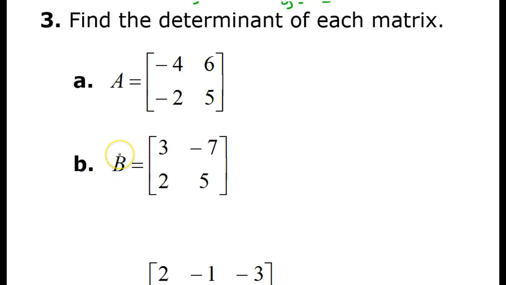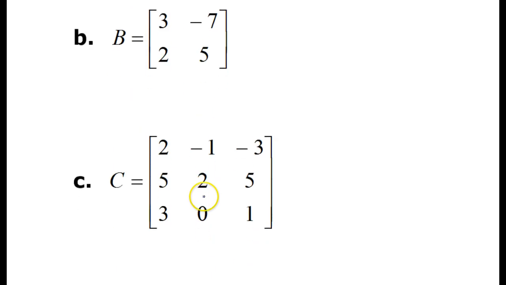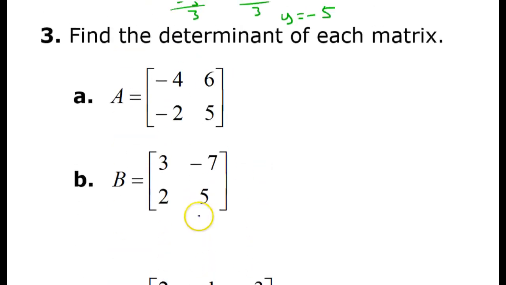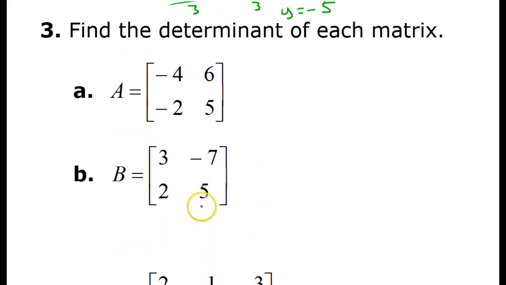In this video, I will show you how to find the determinant of a 2 by 2 matrix or a 3 by 3 matrix. For a 2 by 2 matrix, you can simply do the down diagonal minus the up diagonal. Now, what do I mean by that? So this is the down diagonal, and this is the up diagonal.